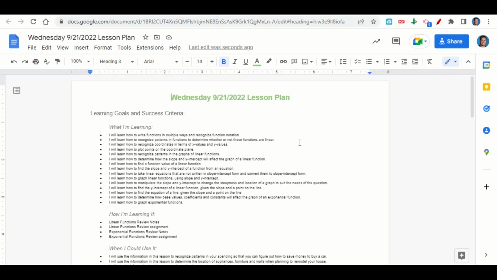the line, how to determine how base values, coefficients, and constants will affect the graph of an exponential function, and how to graph exponential functions. How are we learning it? Through the linear functions review notes and the linear functions review assignment, as well as the exponential functions review notes and the exponential functions review assignment.